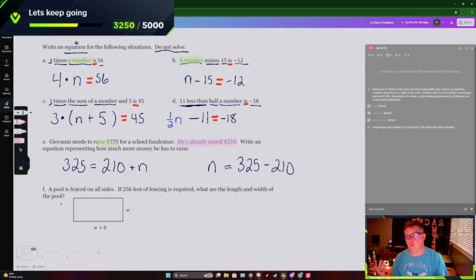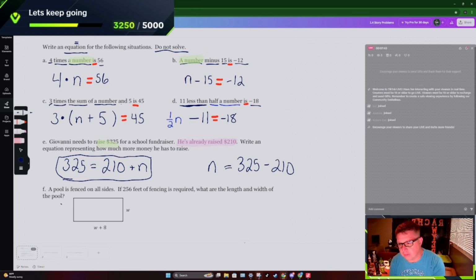That's also an equation that represents how much more money he has to raise. But I think they're looking more, your teachers, and you can ask them, but they're probably looking for this idea more. Because that's the true equation, and then we do the subtraction property of equality to subtract 210 from both sides. But just in case, there are two different ways to kind of write this.